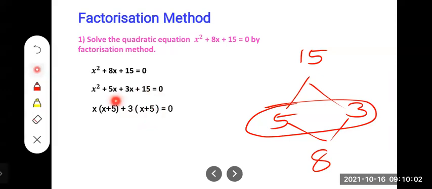Yes. And always, you know, the terms inside the first bracket and the second bracket are the same. These two will be the same. So just you check it always. Clear, children? Yes.